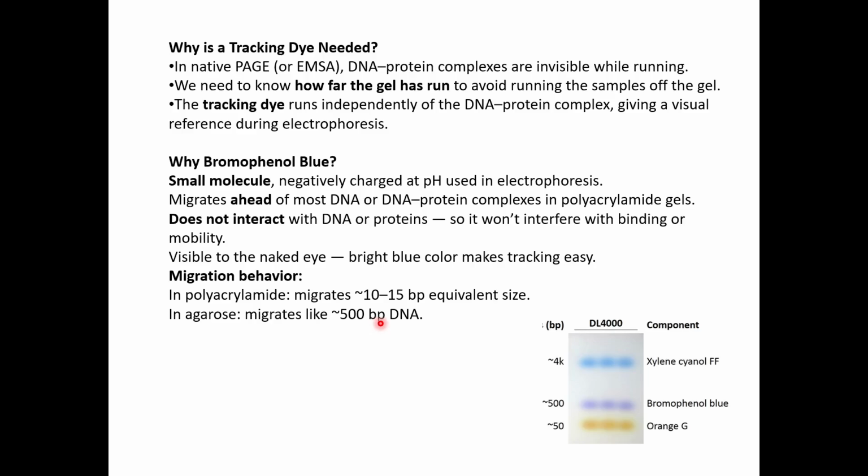So you can see a gel picture here. In this they have all the three components. They have orange G, which runs at approximately 50 base pairs. Then we have bromophenol blue, which runs approximately around 300 to 500 base pairs. And then we have xylene cyanol, which runs at around 4,000 base pairs.